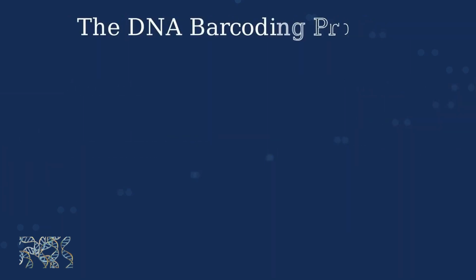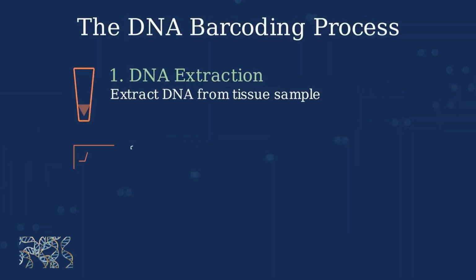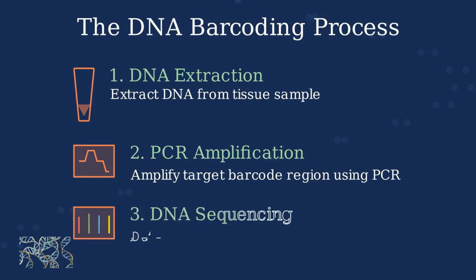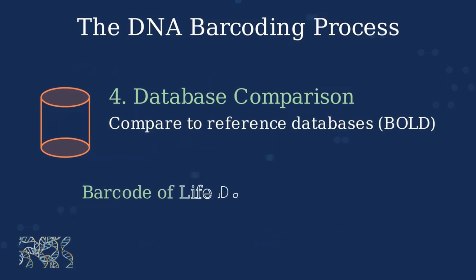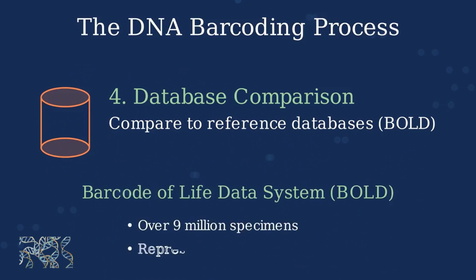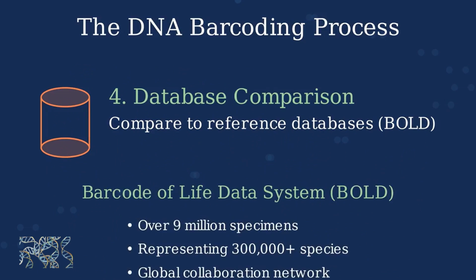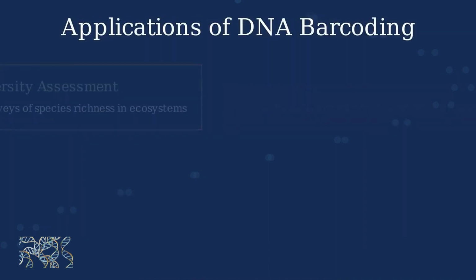The DNA barcoding process involves 4 main steps. First, DNA is extracted from a tissue sample of the specimen. Next, the target barcode region is amplified using a technique called PCR. The amplified DNA is then sequenced to determine its nucleotide order. Finally, this sequence is compared to reference databases like the Barcode of Life Data System, or BOLD, to identify the species. DNA barcoding has numerous practical applications.